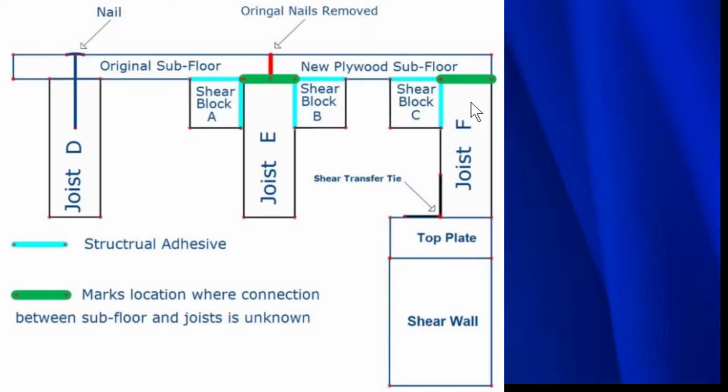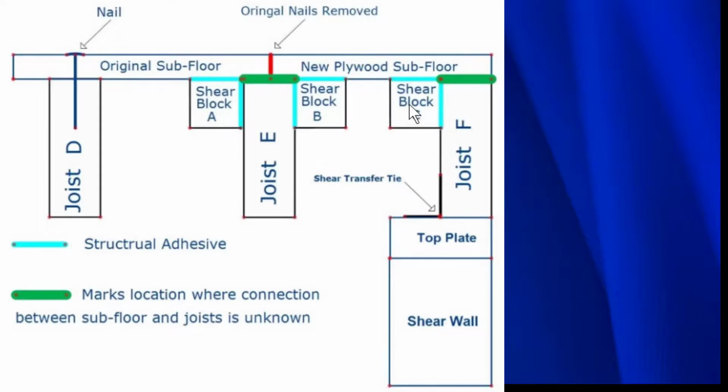So this is a really critical connection here, where the subfloor is connected to the joist. So this connection here has also been compromised. So we have to worry about that. What is going on now and how are we going to repair it?